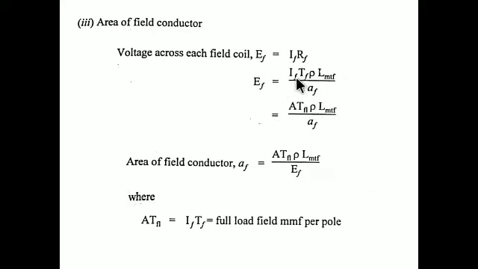After that, I and T are there now. I is for current and T is for turns. Rewrite this equation in ampere turns, so you get this equation. Then rearrange it and you have AF here, the area of the field conductor. So rearrange this equation to find a formula for the area of the field conductor: AF is equal to MMF of the field under full load, into rho into LMTF, divided by EF. With this, we can easily find the area of the field conductor.